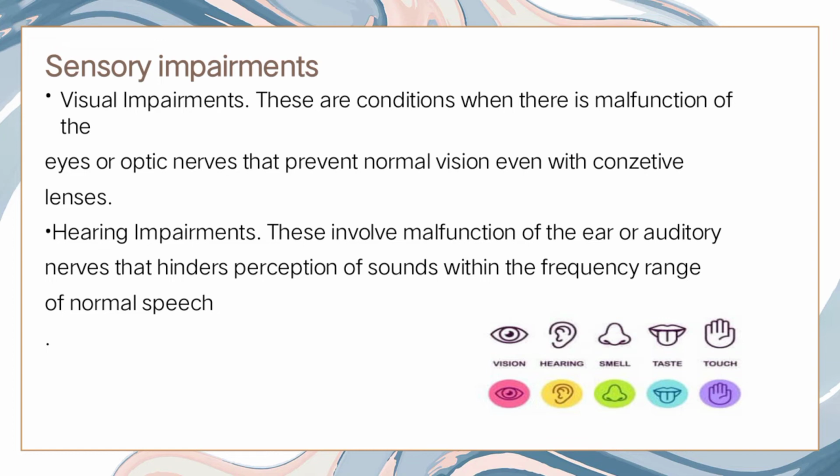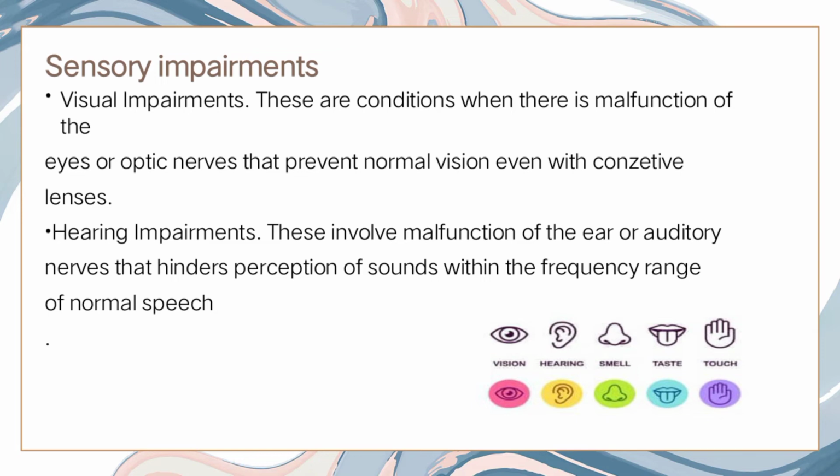Sensory impairments. Sensory impairment is when one of your senses, including sight and hearing, is no longer normal. Visual impairments are conditions when there is malfunction of the eyes or optic nerves that prevents normal vision even with corrective lenses. So it means that a person's eyesight cannot be corrected to a normal level, as may be caused by loss of visual acuity.